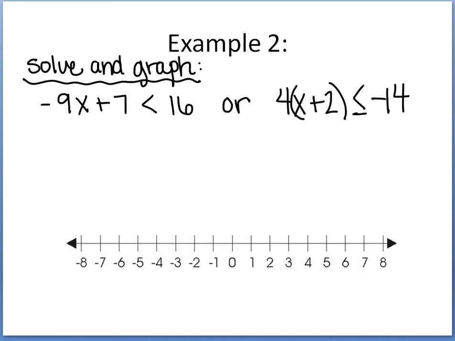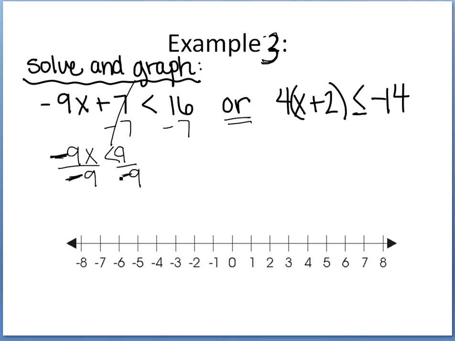Okay, one more example. An "or," and this should say example 3. Okay, so now we have the word "or" here. This will never be glued together and combined like the last example. So just solve each. So we'll start on the left. I'm going to subtract 7. That gives me negative 9x is less than 9. Then I'm going to divide by 9. Actually, I'm going to divide by a negative 9.